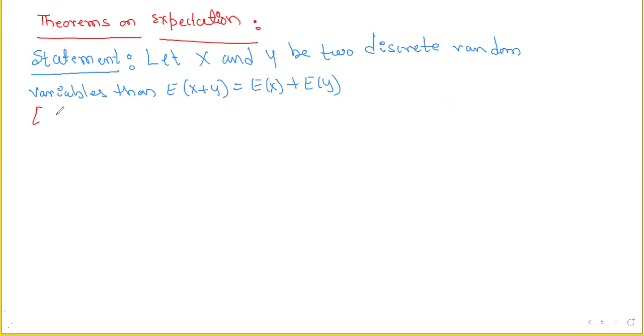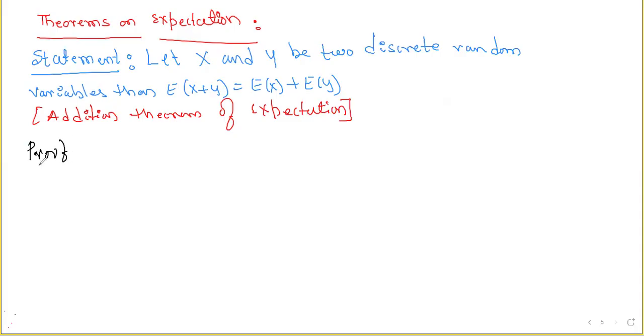So this is also called the addition theorem of expectation, right? In the exam, they may ask: state and prove the addition theorem of expectation for the discrete case, or state and prove the addition theorem of expectation for the continuous case. Like this they may ask, right? So here what do we consider? Here x and y are discrete random variables. For that, let us consider Pij.